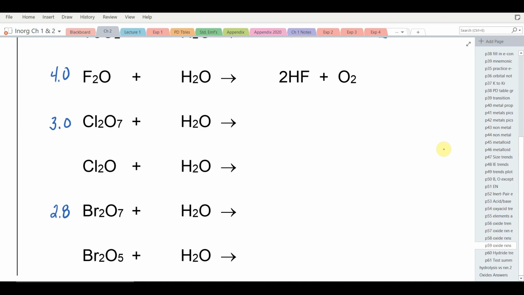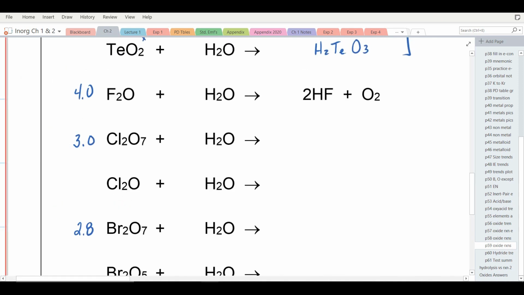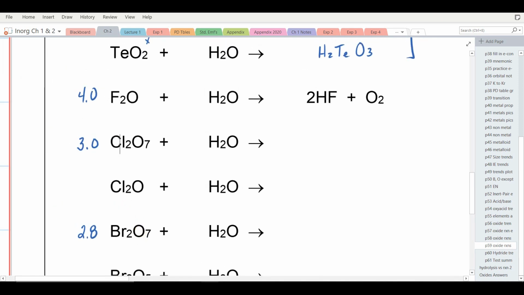What's the oxidation state of chlorine in Cl2O7? That's -14. This would be +14 divided by 2. This is +7. How about in this oxide of chlorine? That's -2, chlorine's +1. So what oxyacid would we write? These are in fact nonmetals with a very high electronegativity, greater than 2. They'll form oxyacids in water.